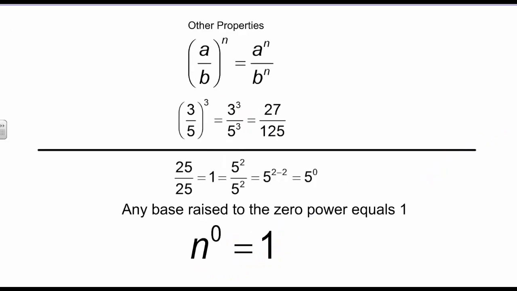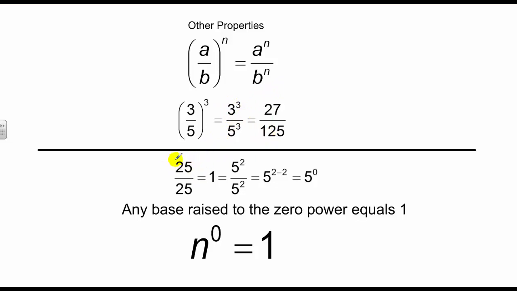Here's a couple other properties we need to know about. If we have a fraction raised to a power, then that's the same as the numerator raised to that power over the denominator raised to that power. An example would be 3/5 raised to the third is equal to 3 to the third over 5 to the third, or 27 over 125.